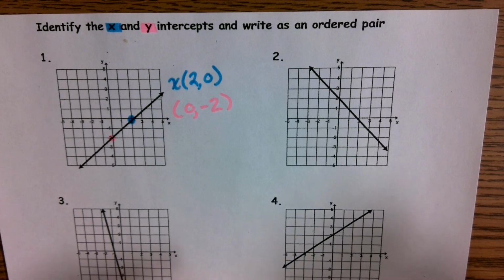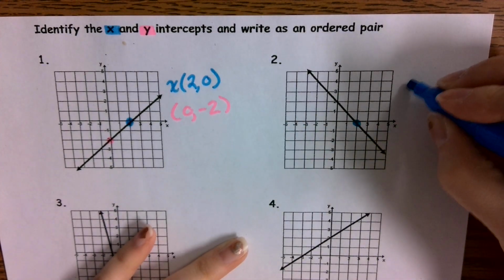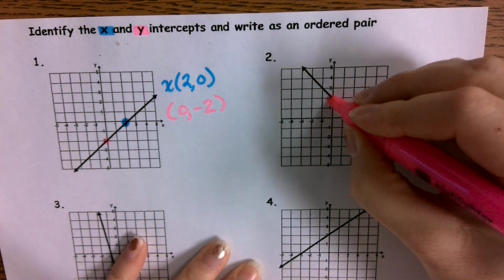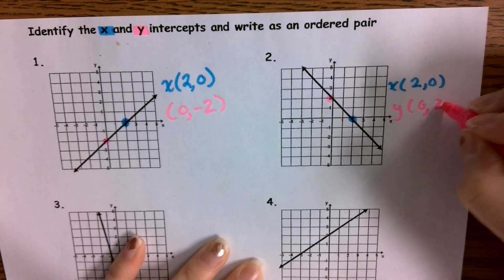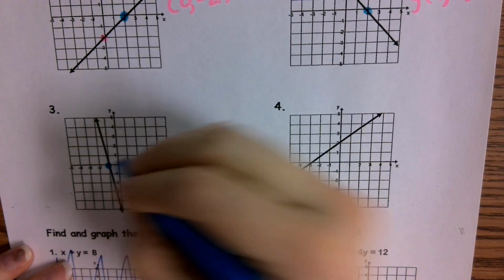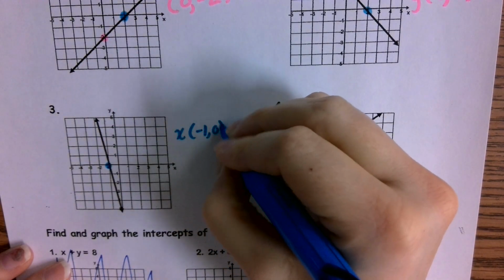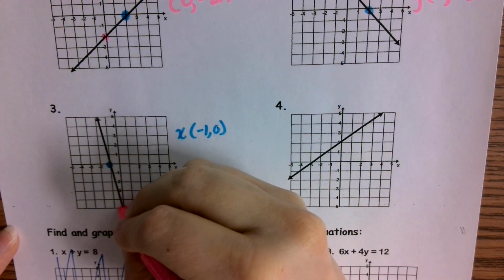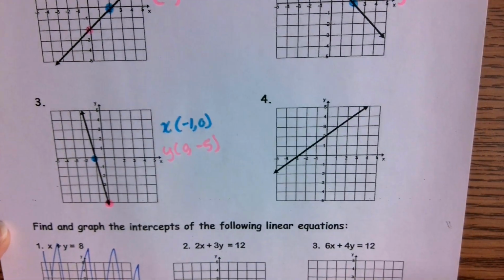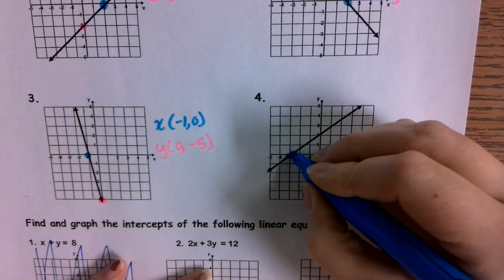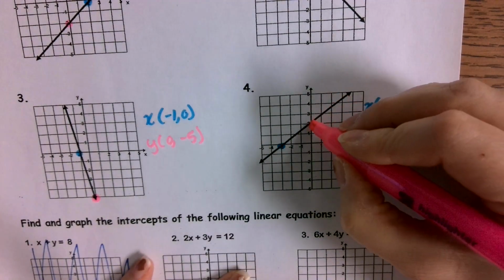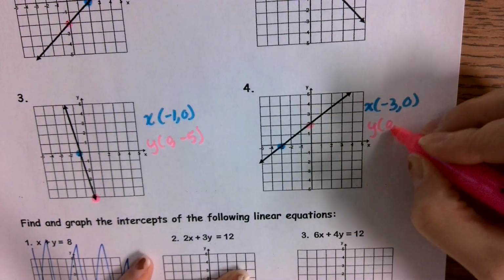Okay, for problem number 2, your x-intercept is crossing over at 2, 0, just like the first one. And then your y-intercept is crossing over at 0, positive 2. For problem number 3, your x-intercept is going over into the negatives, so it's negative 1, 0. Your y-intercept is all the way down here at negative 5, so your y-intercept is at 0, negative 5. For problem number 4, the x-intercept crosses over at negative 3, 0. And then the y-intercept is crossing over at 0, positive 2.